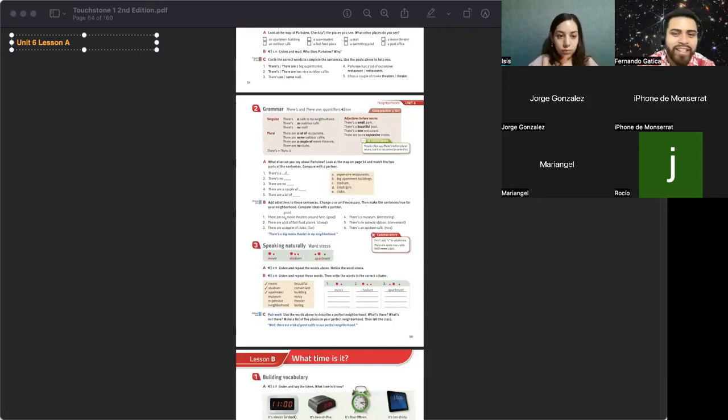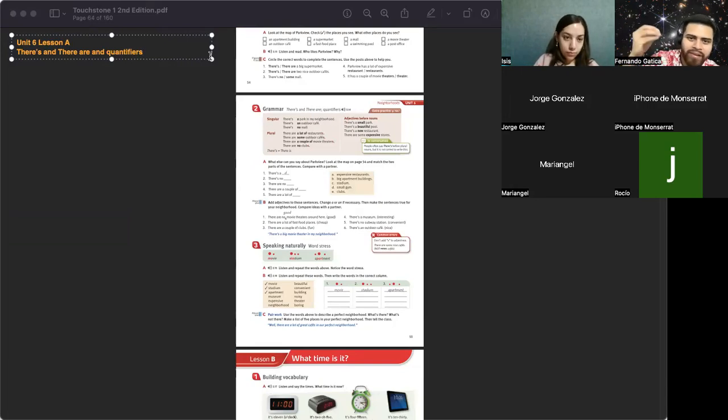Now, let's see. Unit 6, lesson A. We were talking about there's and there are, and quantifiers. Quantifiers son palabras que nos ayudan a determinar la cantidad, ¿no? Como a lot of, some, a couple of. Sin mencionar el número necesariamente.